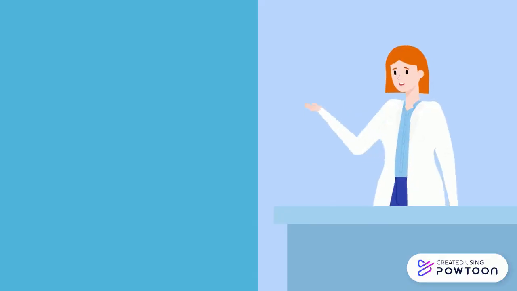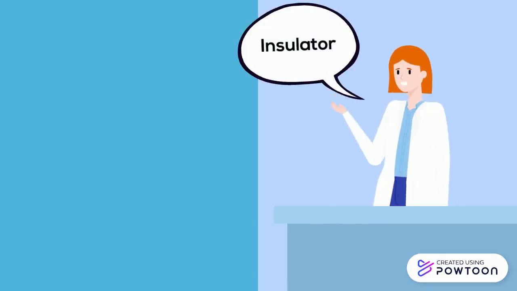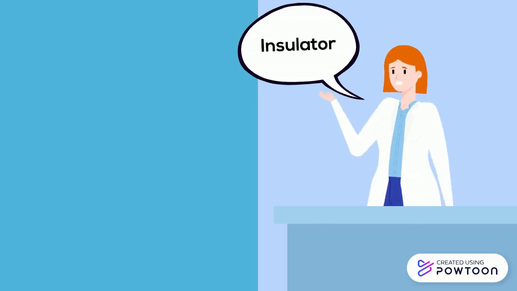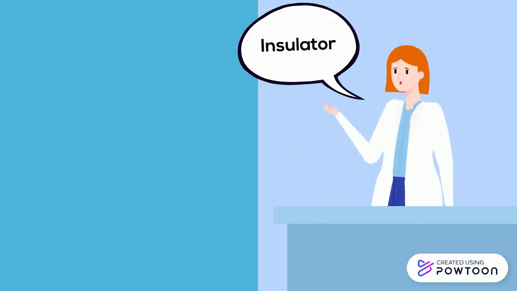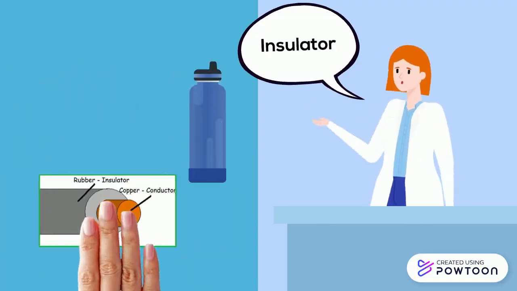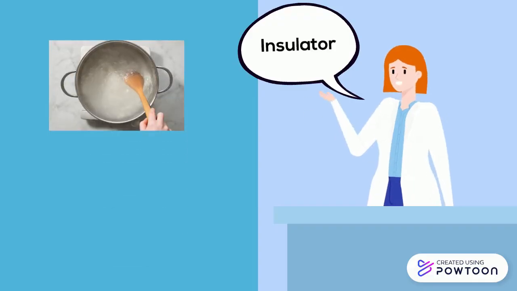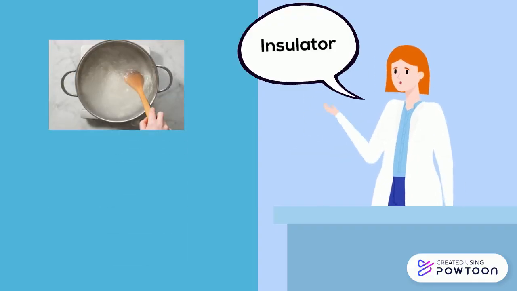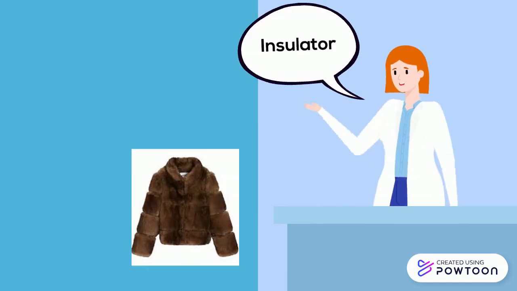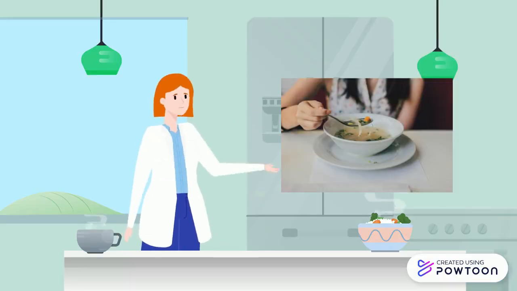Other materials do not conduct heat very well. These are called insulators. Insulators slow down the transfer of heat, keeping things warm or cool for longer. Materials like wood, plastic, rubber, and even air are great insulators. That's why wooden spoons don't get hot when stirring a pot, and why fluffy jackets keep you warm by trapping heat. Now let's look at some real-world examples of conduction.